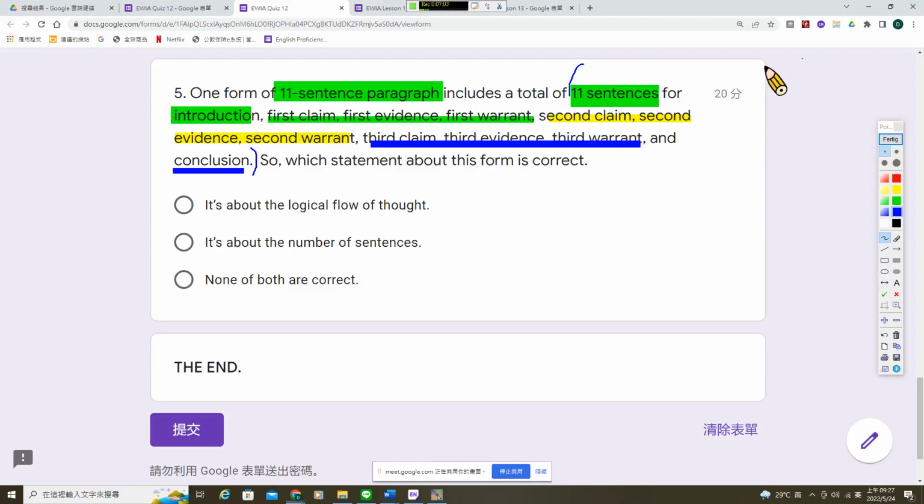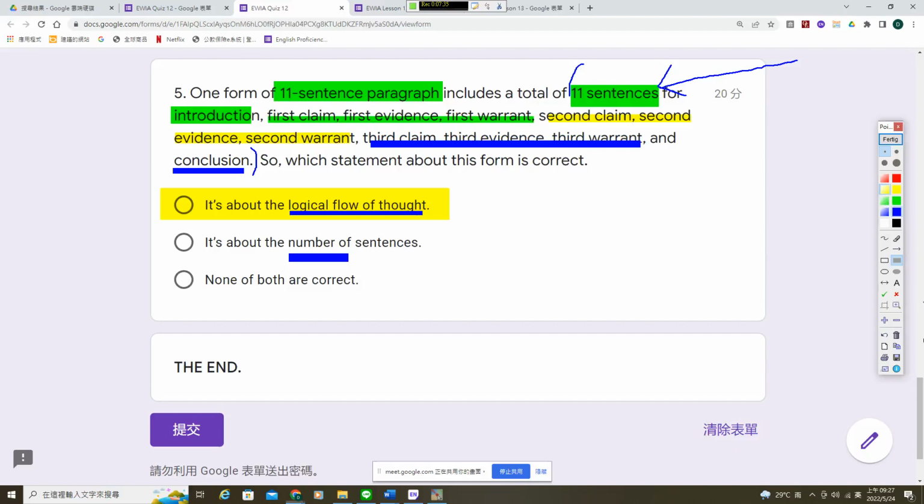But why bother to learn the 11 sentence paragraph? Because this is about the logical flow of thought that you need to write. So remember, when we talk about the 11 sentence paragraph, it's not related to the number of sentences. The number here is irrelevant, but the logical flow is very important. So what is the logical flow we talk about?